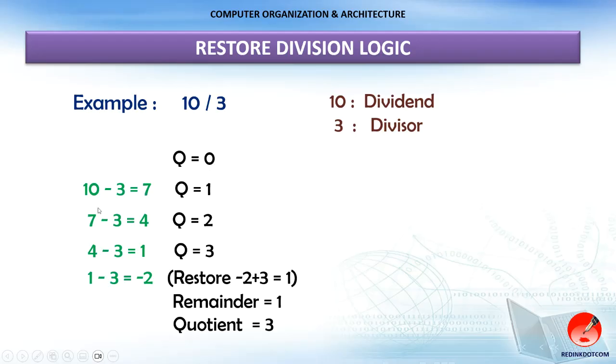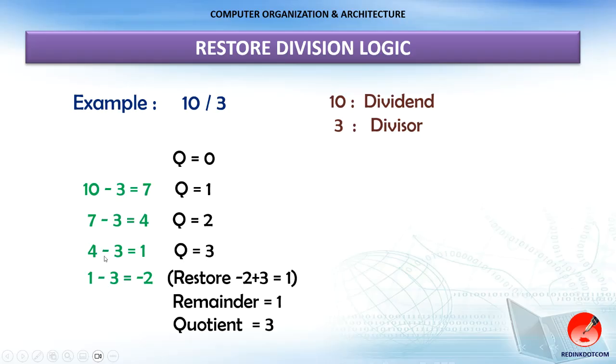Then repeat the subtraction operation. 7 minus 3 you get 4. This is another positive number, so increment the quotient value. So Q becomes 2. Then repeat the subtraction operation again. 4 minus 3 you get 1. So this is also a positive value. Then you increment the Q value, that is Q equal to 3.